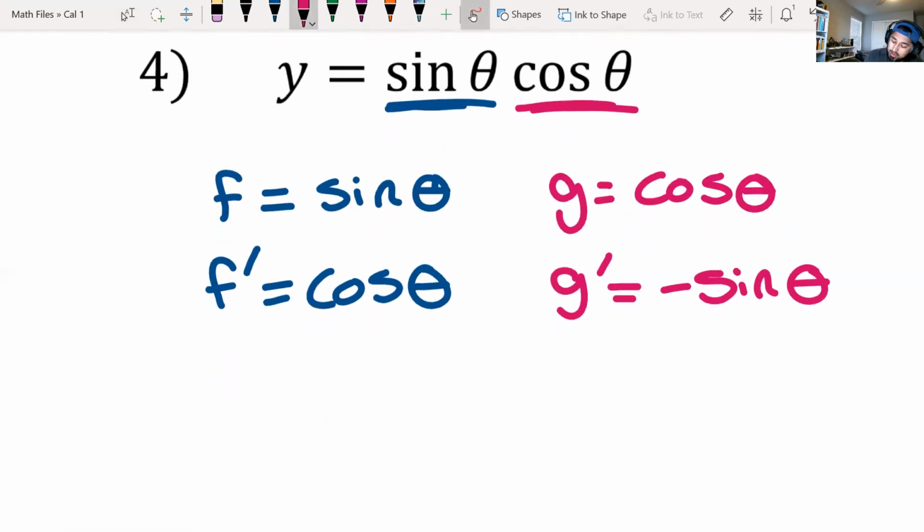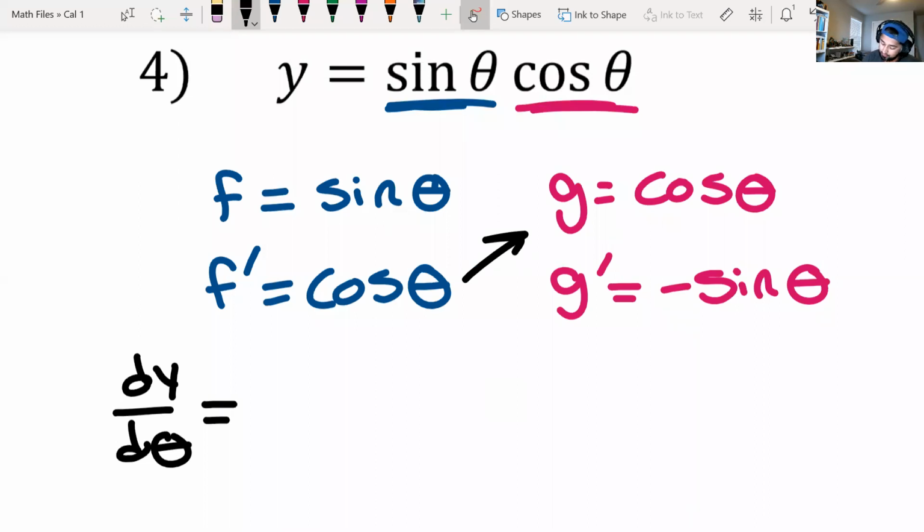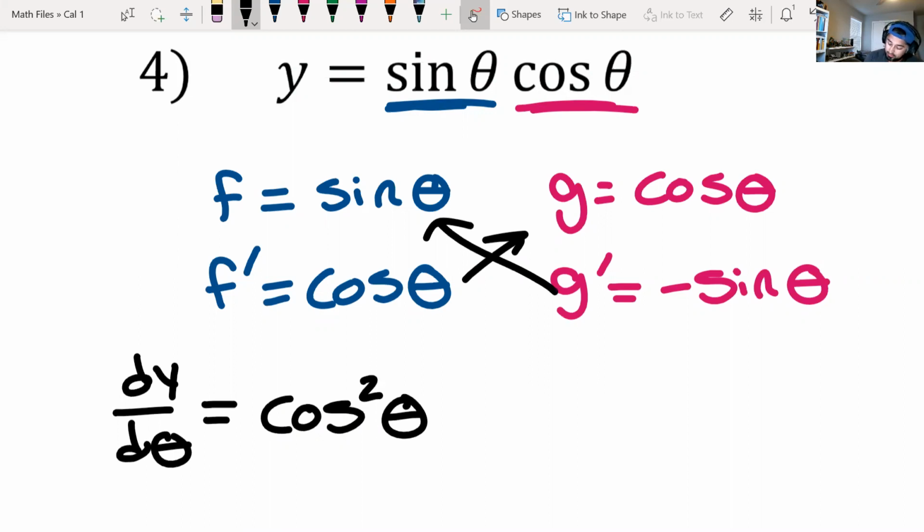All right. And now to play with notations, we're taking the derivative of y with respect to theta. So we're going to say dy over d theta equal to f prime g. Cosine theta times cosine theta is going to give me cosine squared theta. And then g prime f. So plus negative sine squared theta. Or I'm just going to make it minus, right? Since it's negative. So I'm going to say minus sine squared theta.